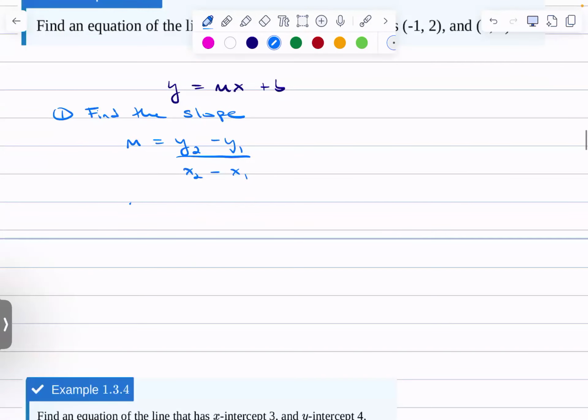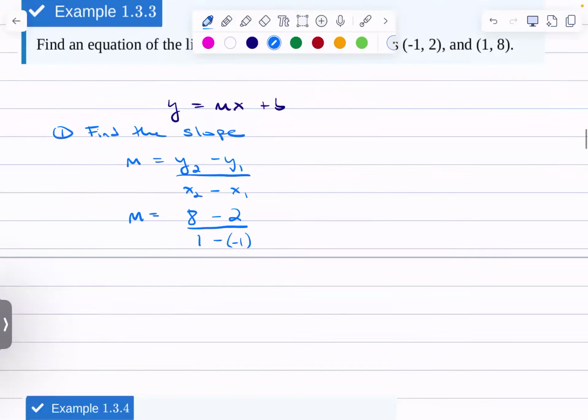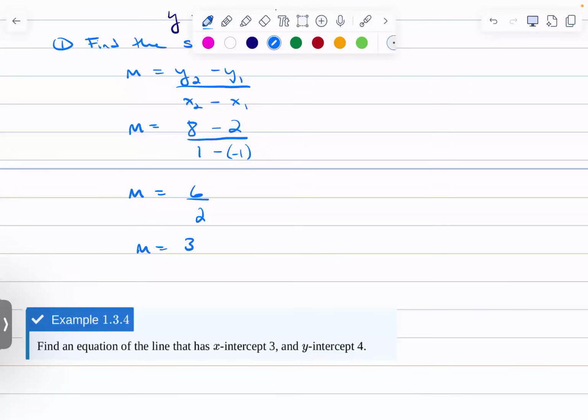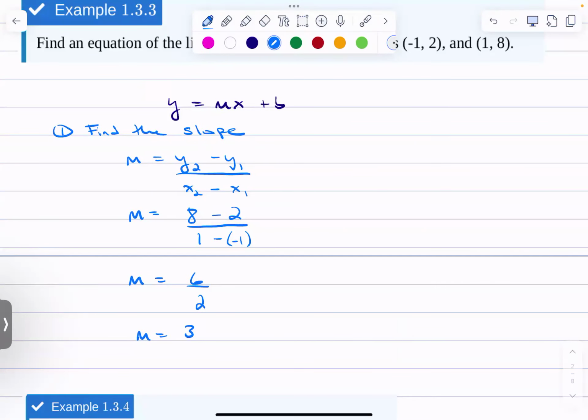So M is 8 minus 2. You would end up with the same answer anyways. 1 minus -1. I get 6 over 1 plus 1 is 2. Did you guys get a slope of 3? Now we have the slope, right? Now we can find the intercept.